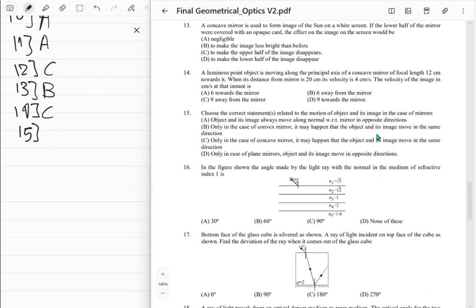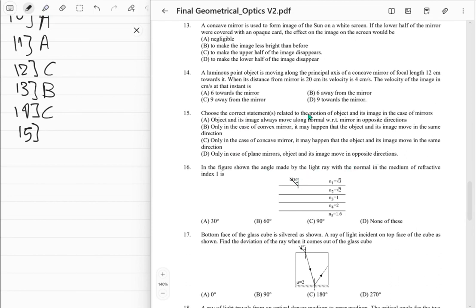What is this saying? Okay, in all cases, it's moving in the opposite direction. So what are we saying? Only in the case of concave mirror it may happen. They will never move in the same direction. That's what I'm saying, right? Isn't that weird though? They will never move in the same direction. Only in case of plane mirrors, object and its image move in the opposite direction. No, that's just really wrong.